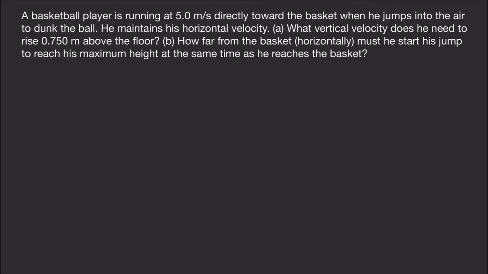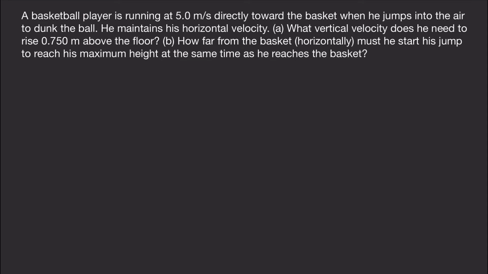So the next problem: a basketball player is running at 5 meters per second directly toward the basket. When he jumps into the air to dunk the ball, he maintains his horizontal velocity. What vertical velocity does he need to rise 0.75 meters above the floor? And then we want to find how far from the basket, or the horizontal distance, must he start his jump to reach his maximum height at the same time that he reaches the basket. Okay, so first off, let's write what we know.